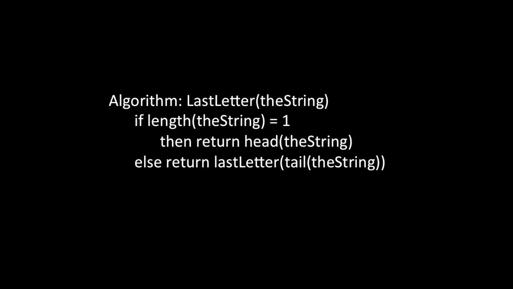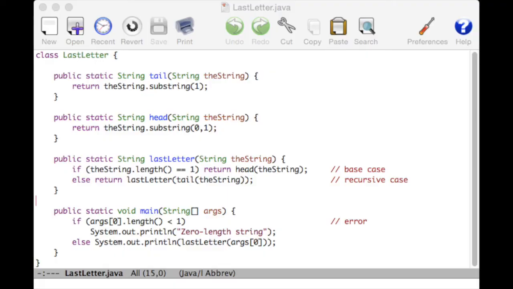Note that in addition to tail, this algorithm also uses the function head, so I'll have to define head when I implement last letter in Java. Okay, let's do that. First, here's the method tail again. It's exactly the same method as in the last program. What's new is the method head.